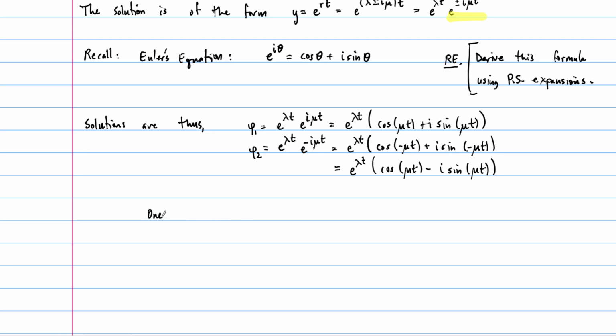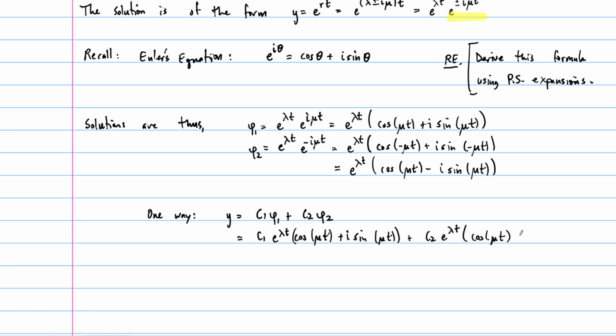It turns out that we can write this in a couple different ways. One way to write the solution is as follows. Our general solution y can be written as C1 phi 1 plus C2 phi 2. So this is C1 e to the lambda t cosine of mu t plus i times sine of mu t, plus C2 e to the lambda t cosine of mu t minus i times sine of mu t.